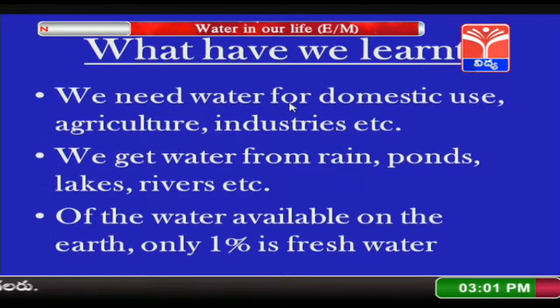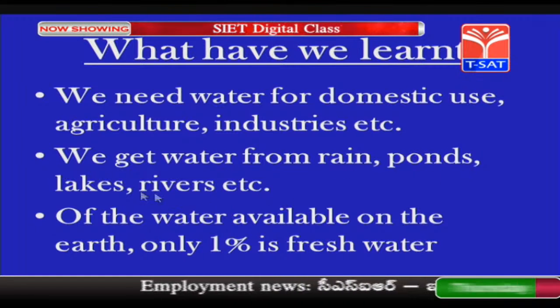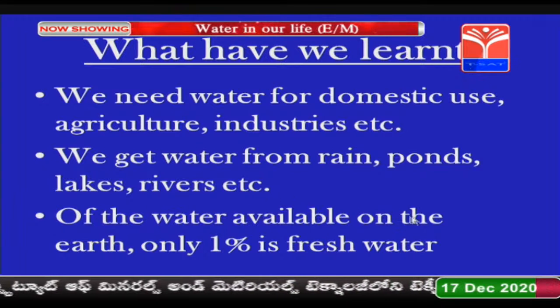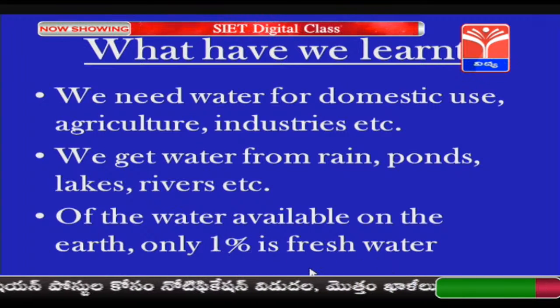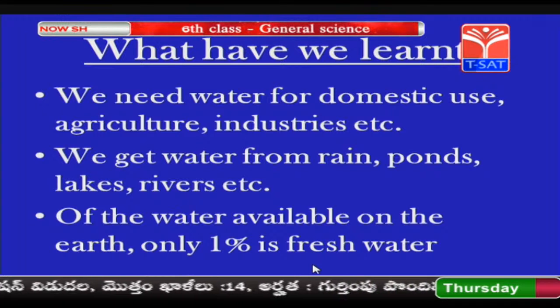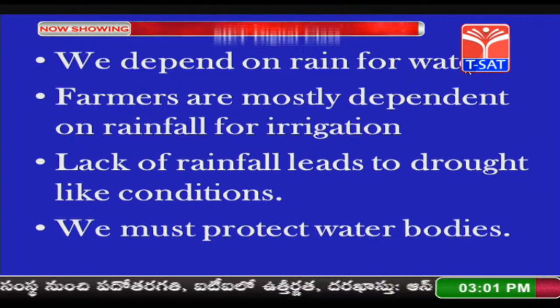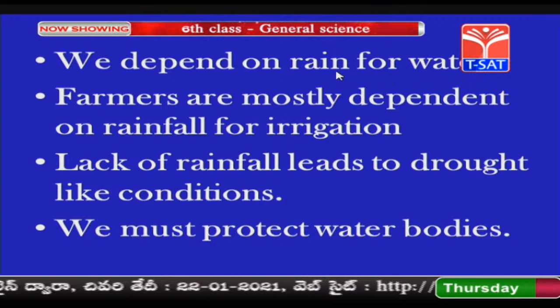We need water for domestic use and also for agriculture, and for industries also water is used. Where do we get water from? We get water from rains, ponds, lakes, rivers, etc. Of the water available on the earth, only 1% is fresh water, and this fresh water is useful for our day to day activities. We depend on rain for water, for drinking or for our daily activities. We get water, and that water is obtained from rain.